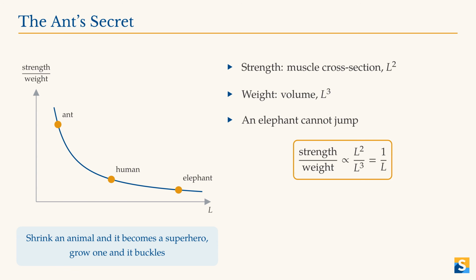An elephant cannot jump. Its bones already spend most of their strength just holding it up. And the giant ant of the comic books would collapse under its own weight the moment it stood. Scaling laws, not effort, write the rules of the animal kingdom.